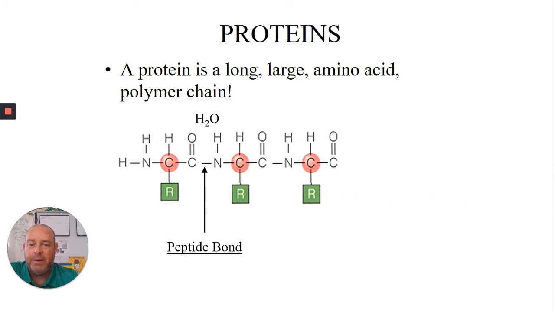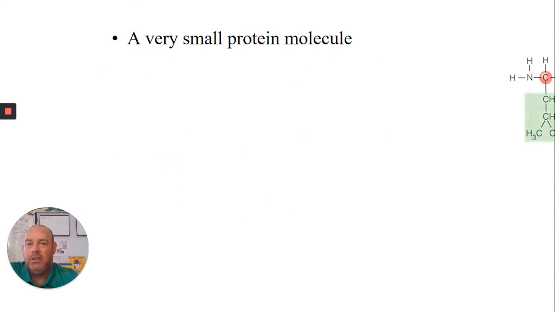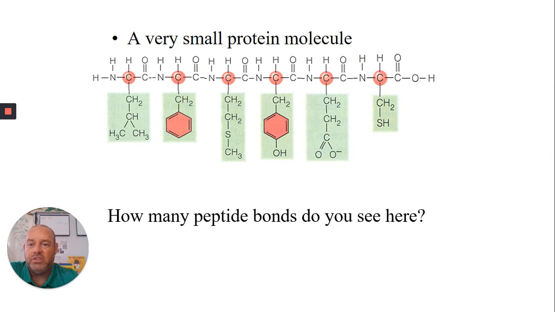Okay, so again, we join them, we pull out the water, and we do dehydration synthesis. So for every peptide bond we make, we pull out a water, okay, between one amino acid and the other. So here is a small peptide, and the question is, how many peptide bonds do you see here? So go ahead and pause the video and try to come up with how many peptide bonds you see.